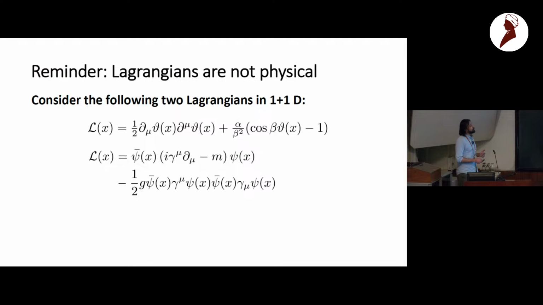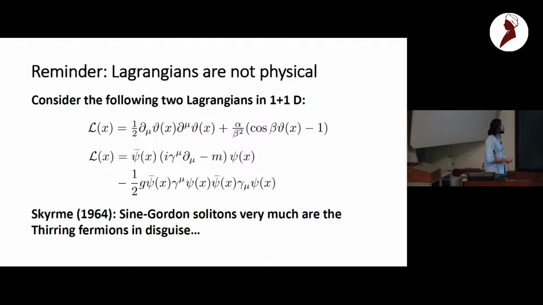What happens is if I fire in from the left and right two solitons with the same charge, they bounce off each other. If I fire them in with the opposite charge, they annihilate. They look like fermions, and in fact they are. These two theories are the same theory. This was proven by Skyrme. Well, Skyrme conjectured that this is actually true.